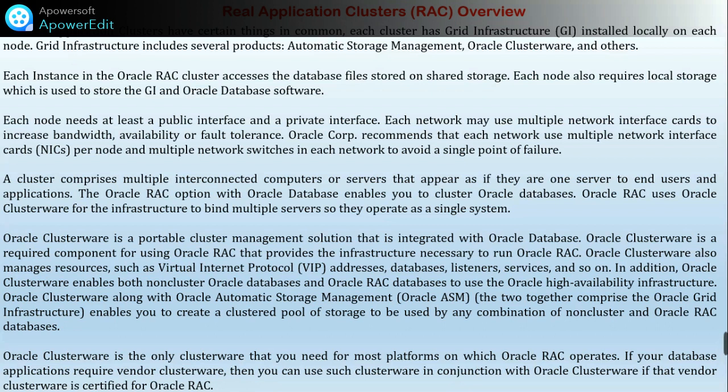Oracle RAC uses Oracle Clusterware for the infrastructure to bind multiple servers so they operate as a single system. Oracle Clusterware is a portable cluster management solution that is integrated with the Oracle database. Oracle Clusterware is a required component for using Oracle RAC that provides the infrastructure necessary to run Oracle RAC. Oracle Clusterware also manages resources such as virtual Internet Protocol VIP addresses, databases, listener services, and so on. In addition, Oracle Clusterware enables both non-cluster Oracle databases and Oracle RAC databases to use the Oracle High Availability infrastructure.